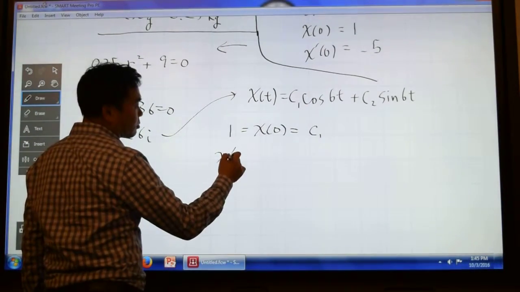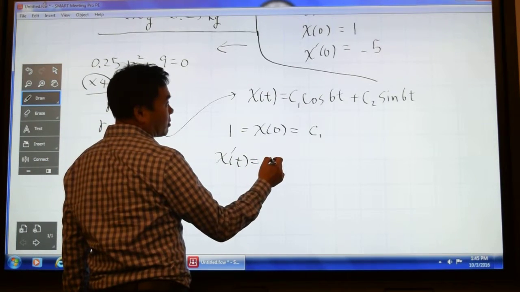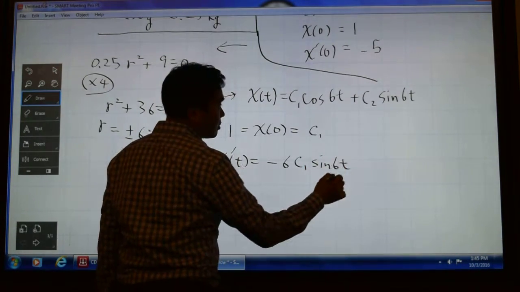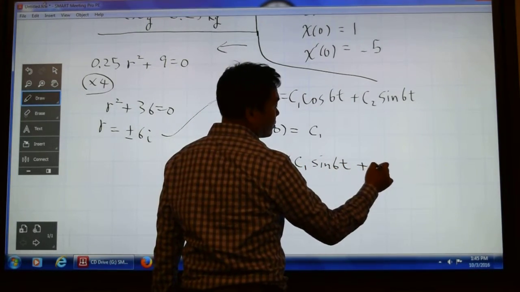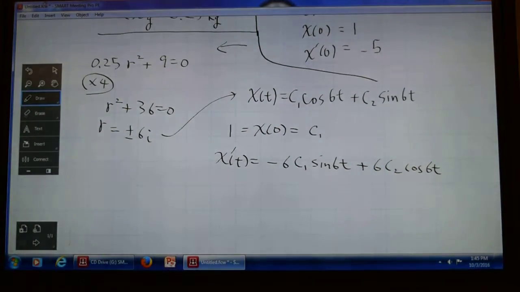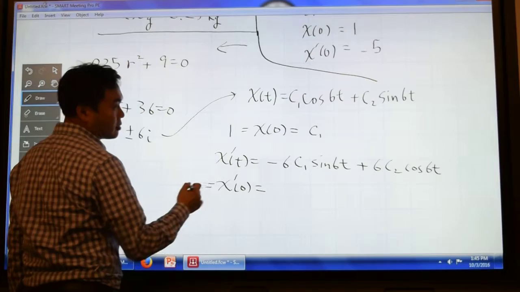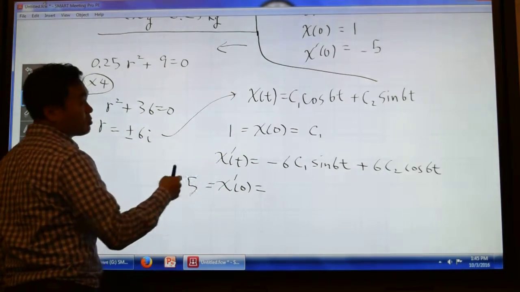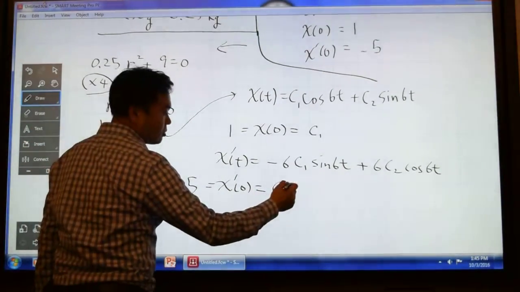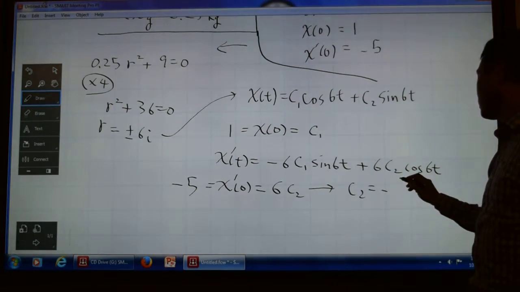Now let's differentiate. X prime of t is negative 6 C1 sine 6t, and then positive 6 C2 cosine 6t. This time when you plug in 0, it's supposed to be negative 5, but the only survivor on the right is 6C2. So when you solve this, you get C2 equal to negative 5/6.